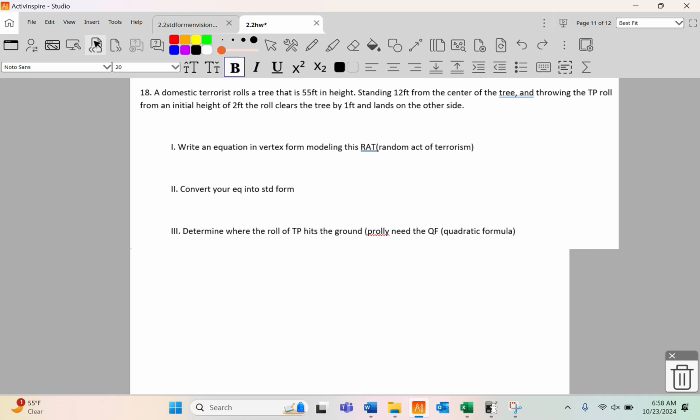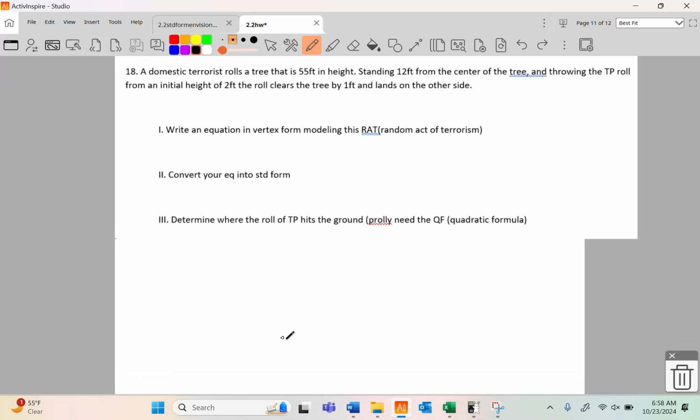A domestic terrorist rolls a tree that is 55 foot in height, standing 12 foot from the center of the tree. And throwing the TP roll from an initial height of 2 foot, the roll clears the tree by 1 foot and lands on the other side. This is actually a very impressive throw. I don't know how good your TPing skills are, but this guy is a master.